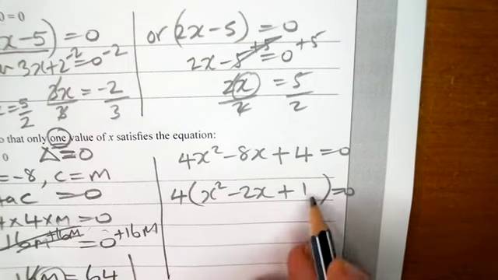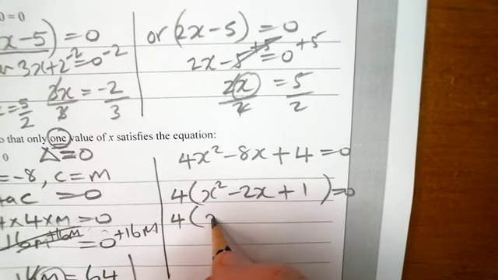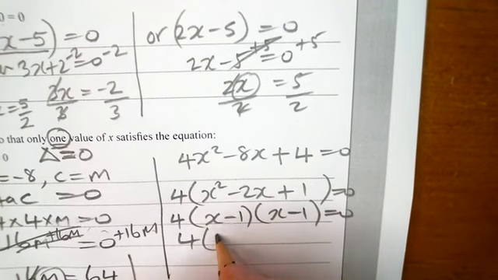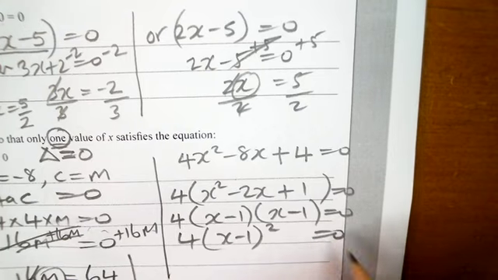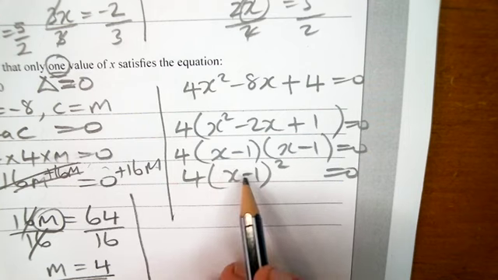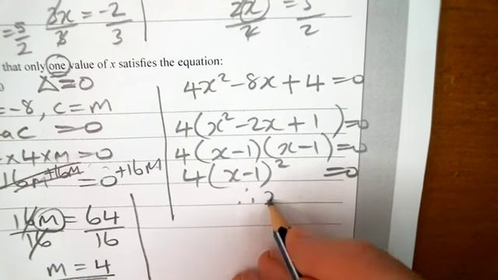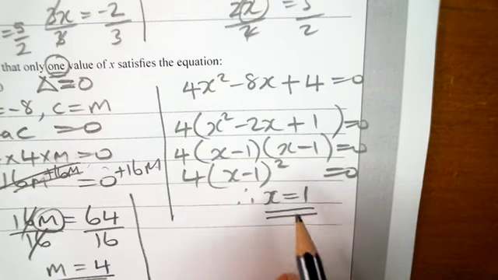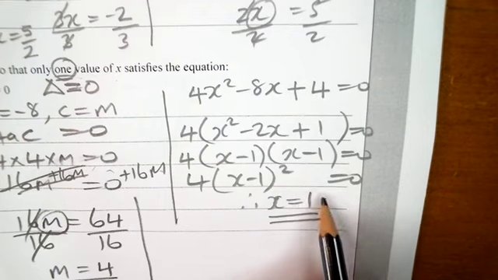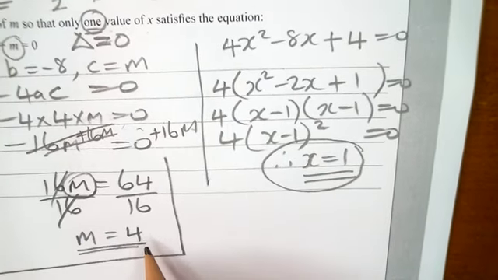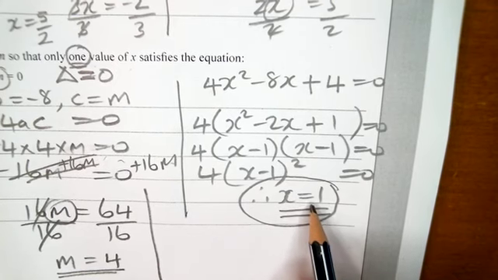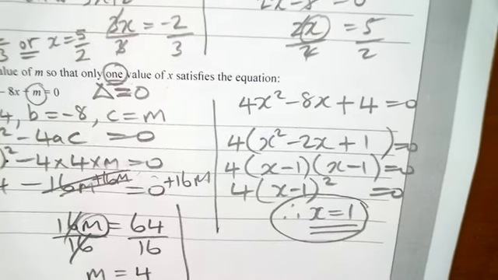Now, if I factorize this, that's going to be a nice simple thing. It's x minus 1 all squared equals 0, or I could just write 4 times x minus 1 all squared is 0. So what would x have to be for this to be 0? Well, if x was 1, 1 minus 1 is 0, so x equals 1. We're saying we only want one value of x that satisfies the equation, and there is my one value of x. So the m value that makes that true is 4, and the x value that satisfies the equation is x equals 1. And that's how I would answer that question.